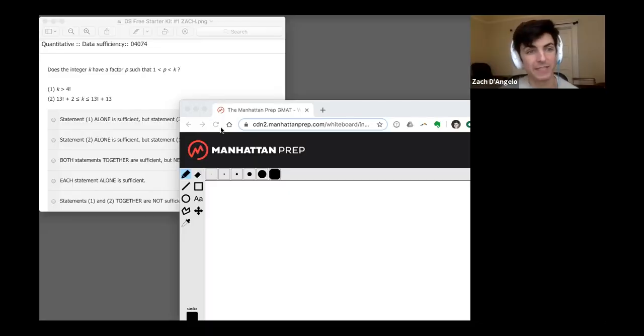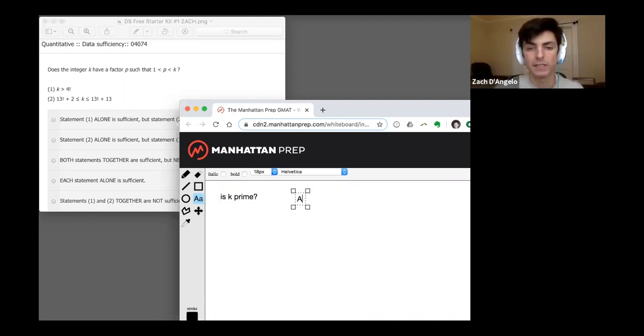All right, and we'll dive in. Does the integer k have a factor p such that 1 is less than p is less than k? Okay, so what is that asking? Basically, it's asking, does k have any factors between 1 and itself? Which is basically asking, is k prime? It's the inverse of that, but if k is prime, there won't be a number p in between. Otherwise, there will be. So that's probably how I'd rephrase it.